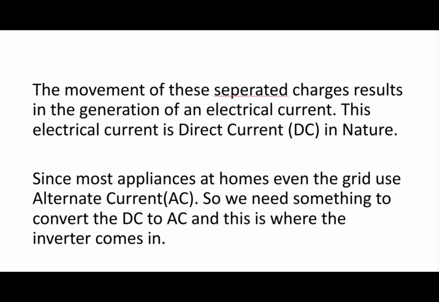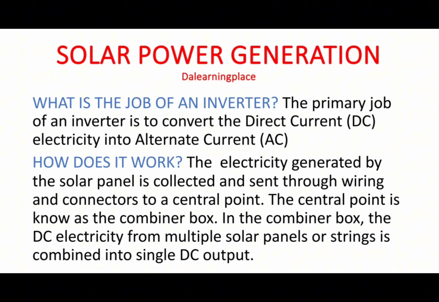Since most appliances at home, even the grid, use alternating current, we need something to convert the DC to AC, and this is where the inverter comes in. So, what is the job of an inverter? The primary job of an inverter is to convert DC, which is the direct current electricity, into alternating current.